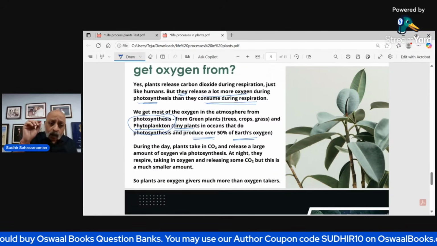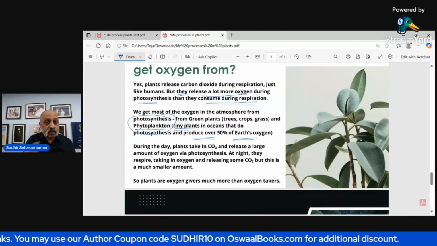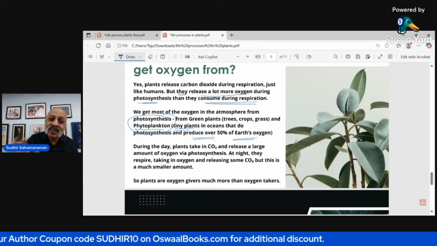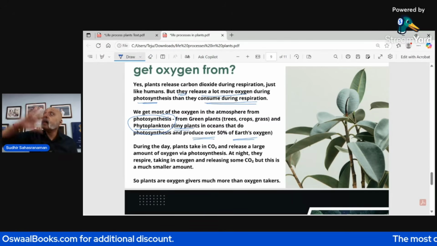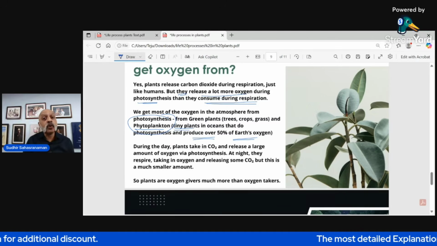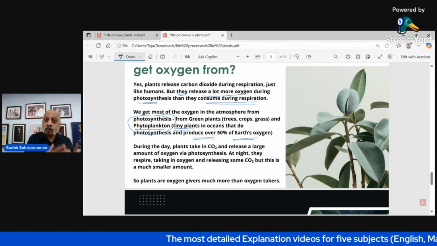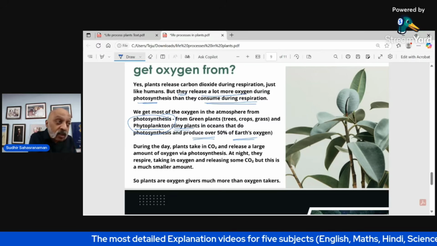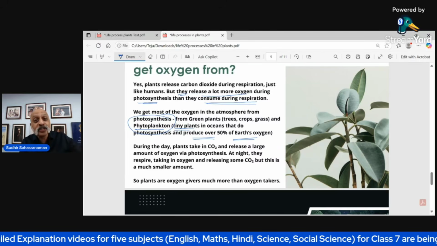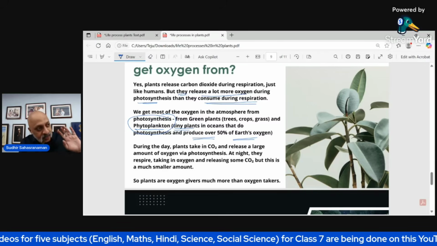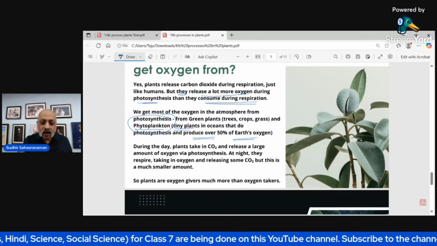During the day, plants take in carbon dioxide and release oxygen via photosynthesis. At night, they respire, they take in oxygen and they release some carbon dioxide, but this is a much smaller amount compared to the oxygen that they release during photosynthesis. So what is the message of this? That plants are oxygen givers much more than oxygen takers. They give much more, they do more charity than they actually take. So they give a lot and take a little during night.